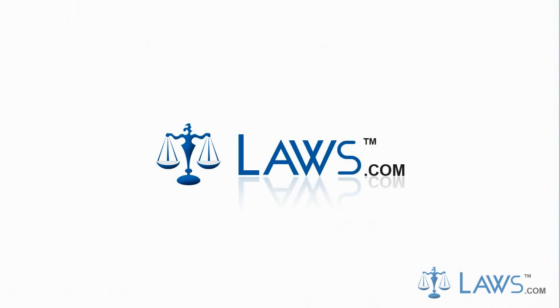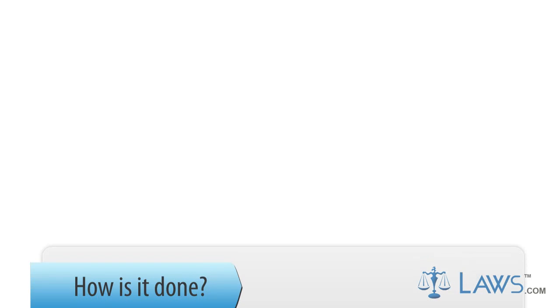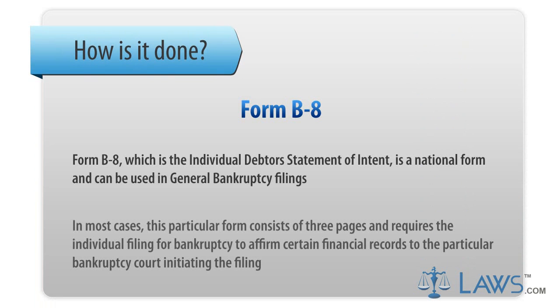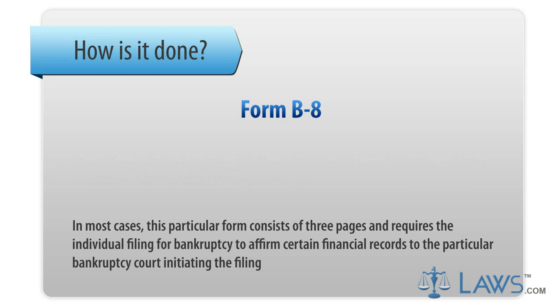Laws.com Legal Forms Guide. Form B-8, which is the Individual Debtor's Statement of Intent, is a national form and can be used in general bankruptcy filings. In most cases, this particular form consists of 3 pages and requires the individual filing for bankruptcy to affirm certain financial records to the particular bankruptcy court initiating the filing.